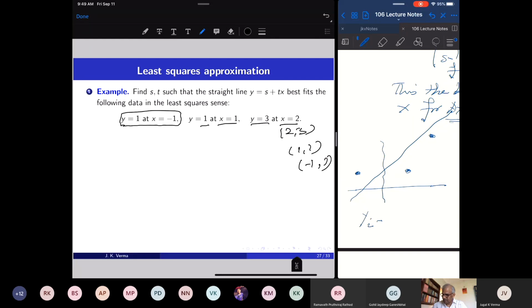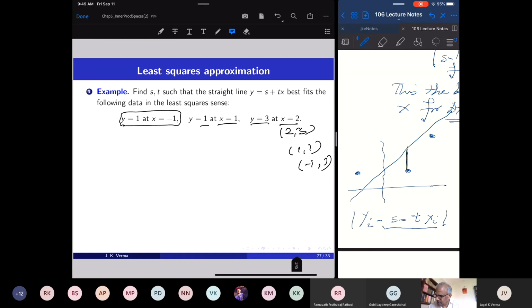So the error is yi minus (s plus t xi). This is the y coordinate which is predicted, and I take the difference. So I am taking this difference.